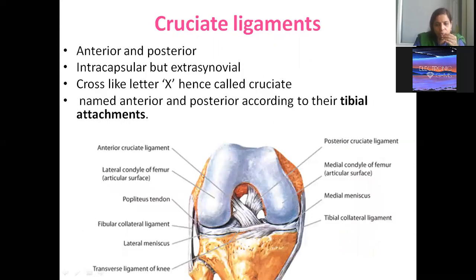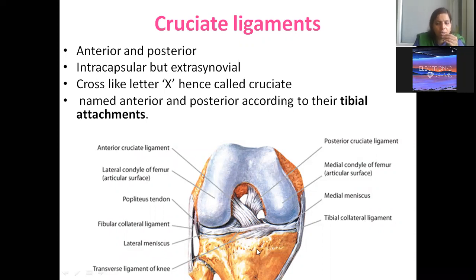Now coming to cruciate ligaments. What are the cruciate ligaments? What is this bone? Tibia. What is this bone? Femur. So this is the inferior aspect of it. Wherever fibula is there, you should rule out this is lateral end and this is medial. So this is the medial condyle of the femur, medial condyle of the tibia. Lateral condyle of the femur, lateral condyle of the tibia. This is the inferior aspect of the femur. This is the superior aspect of the tibia.